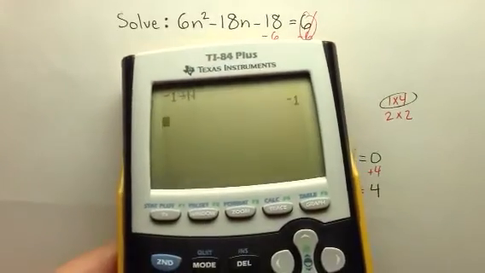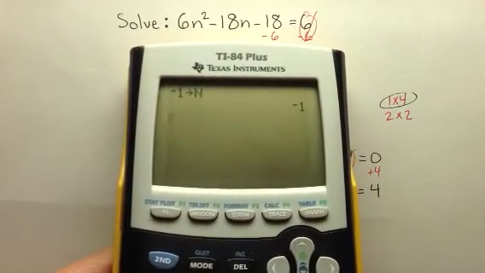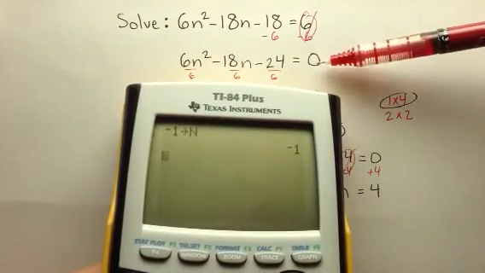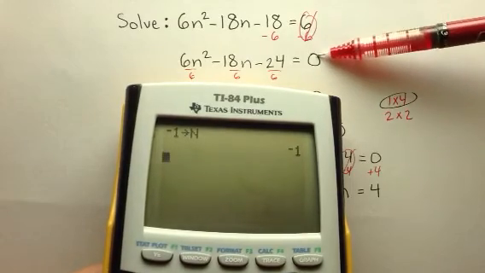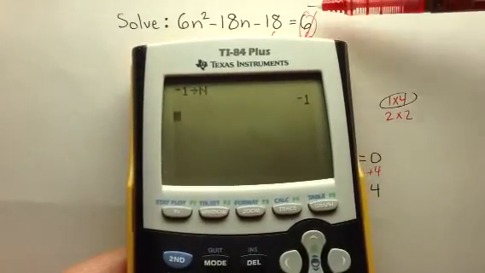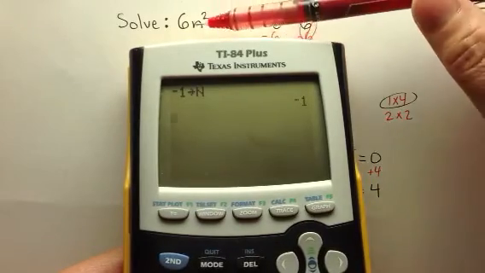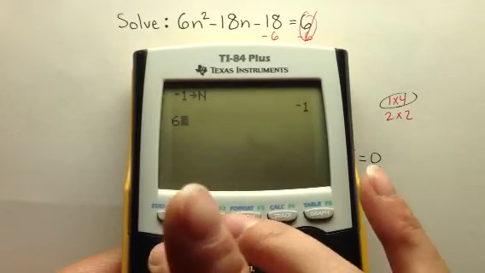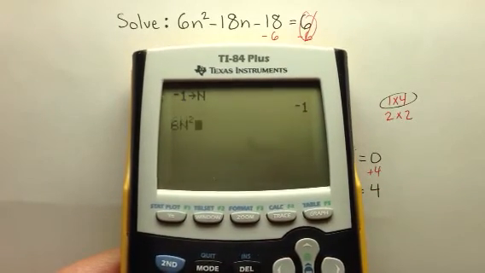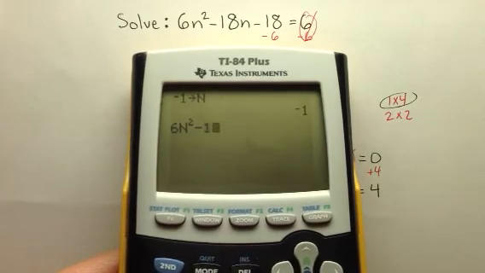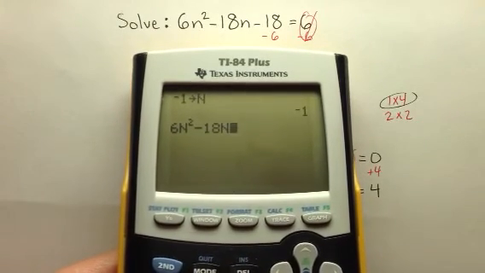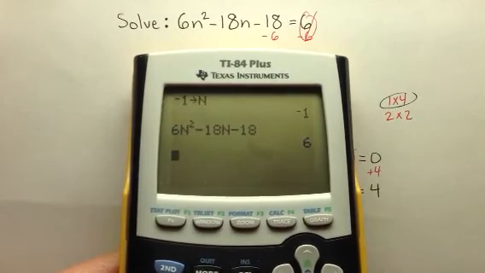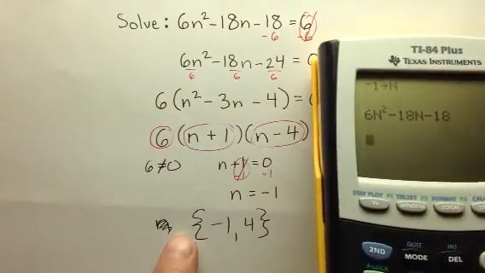Okay, so I'm going to go back to my very original equation. Remember, you always want to go back to the original equation. If you go here and there was a mistake that you made from here, you will not see it. So always check your original equation. So I'm going to enter the left, and I hope that I get 6. So 6n squared minus 18n minus 18. And I got 6.